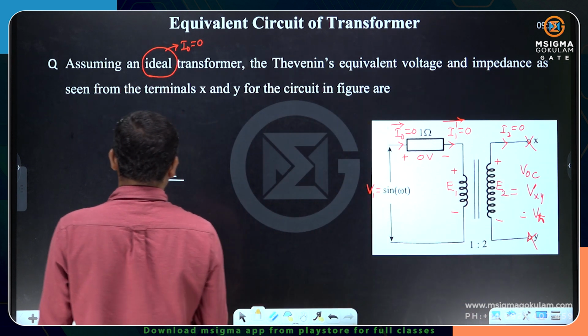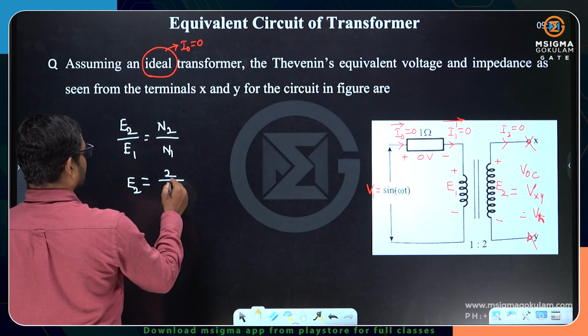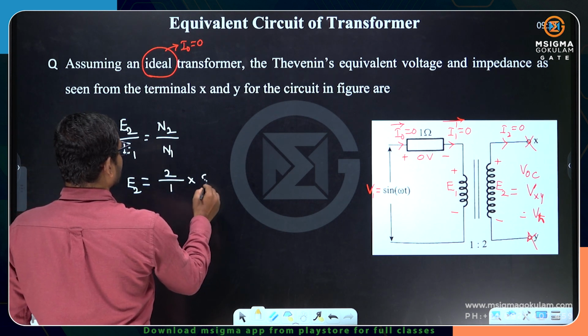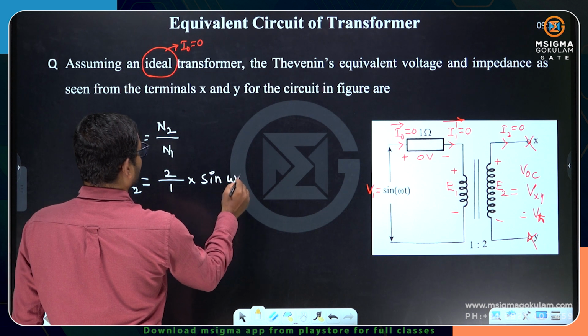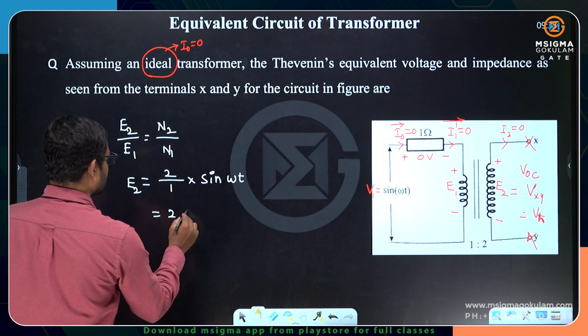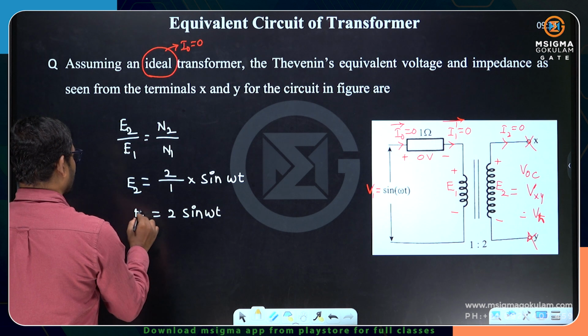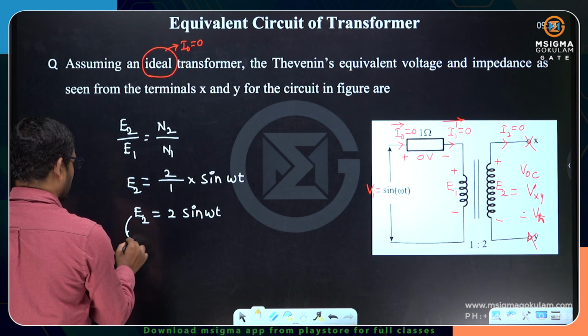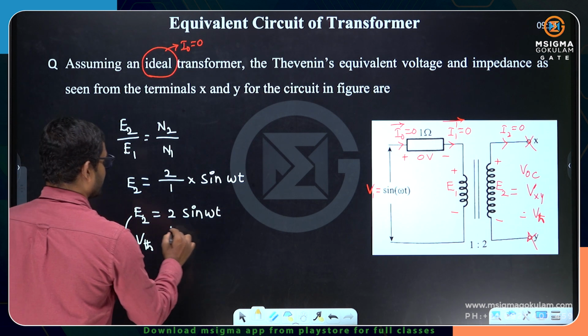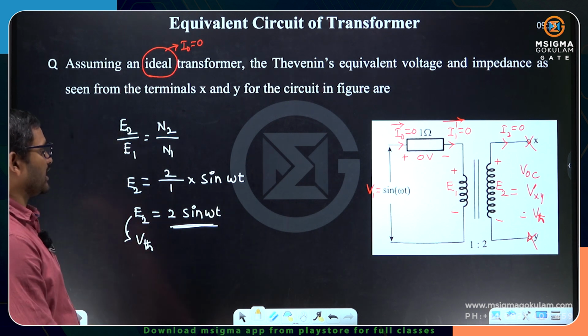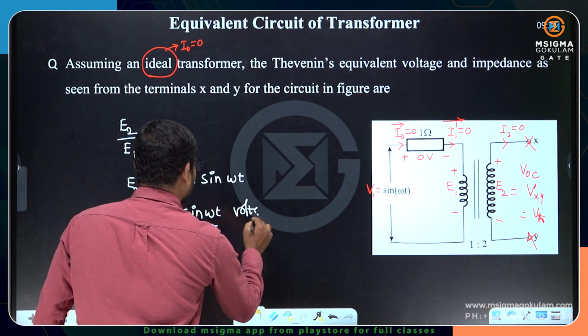The ratio means 2 by 1 into E1 is how much? E1 is sin omega t. So I will be getting it as 2 sin omega t. So this is my E2. E2 is also called Thevenin's voltage. So Thevenin's voltage is 2 sin omega t volts.